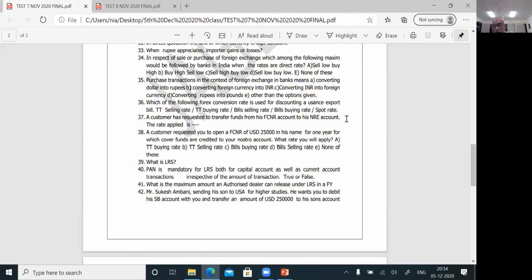For converting FCNR into Indian rupees, it is the buying rate you have to apply. For export bills, it is the bills buying rate. For purchasing FCNR and other DDs, etc., you apply the TT buying rate. So the customer requested the transfer of funds from his FCNR account to his NRE account. The rate applied is the TT buying rate. So question number 37, the answer is TT buying rate.